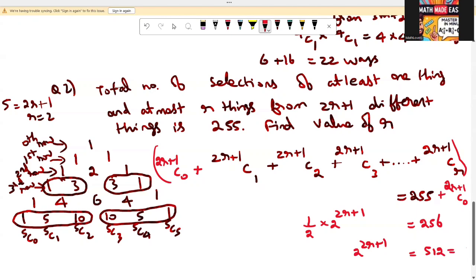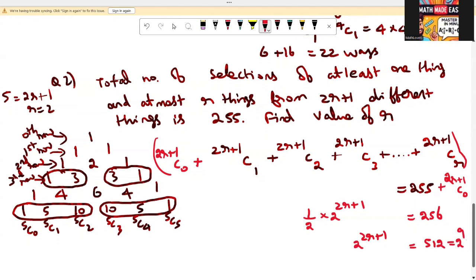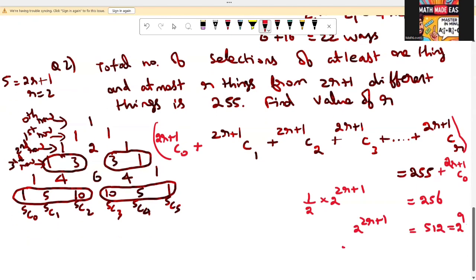We all know what 512 is. It is 2 power 9. So let's compare the powers. If 2r plus 1 is equal to 9, so 2r will be equal to 8. So from that we get the value of r. r will be equal to 4.